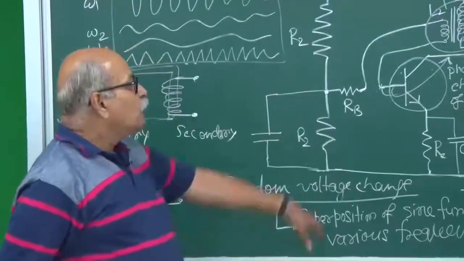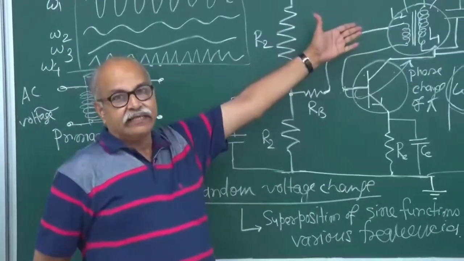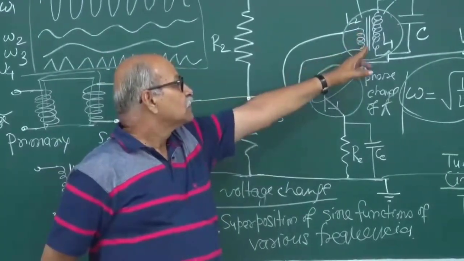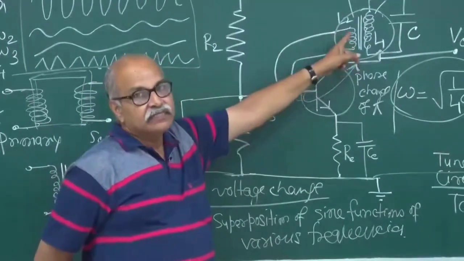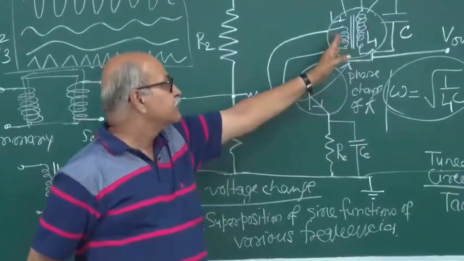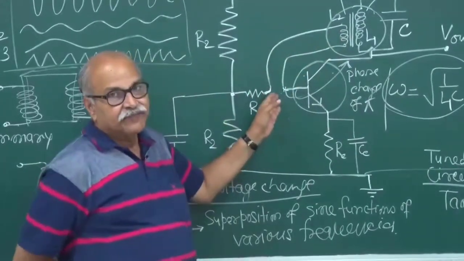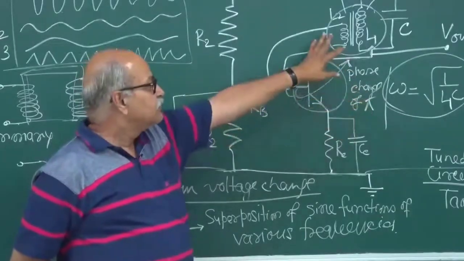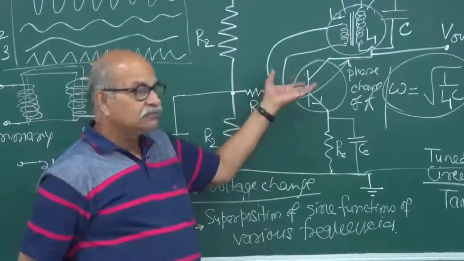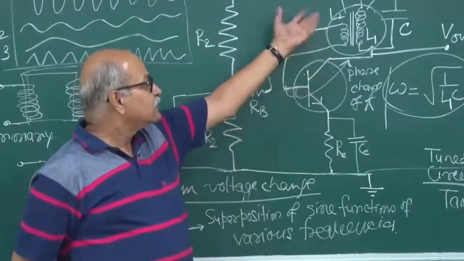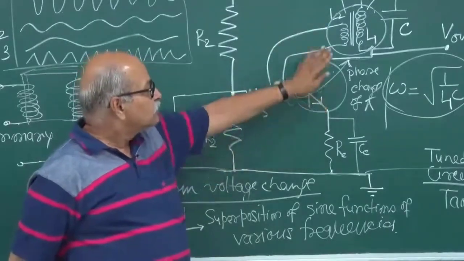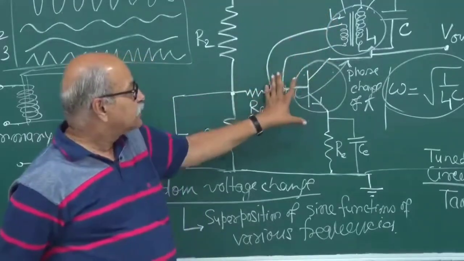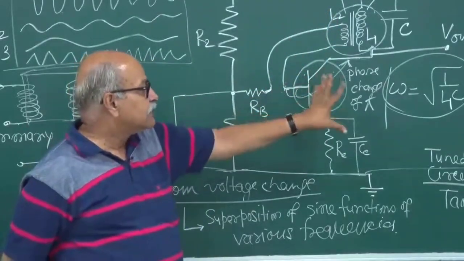And how much feedback is taken can be adjusted from this L2. So the number of turns here will determine what fraction of this is taken as the feedback. Essentially we need a constant amplitude at the end of it. If this feedback is more than that, then also we are in trouble. If it is less than that, then also we are in trouble. So this number of turns has to be chosen judiciously so that a particular amplitude is maintained.